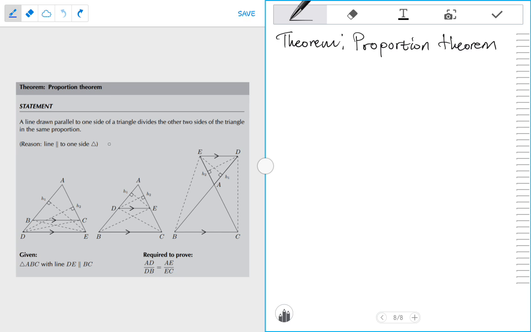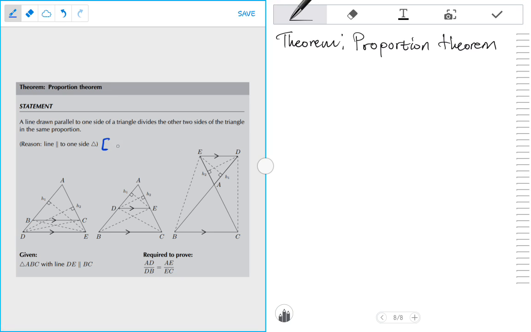You can still say it is the proportion theorem, if, and then you write which one is parallel to which one. In this case, DE is parallel to what? DE is parallel to BC. So you can write it that way, or you can also write it like that: proportion theorem, and you write the sides which are parallel.